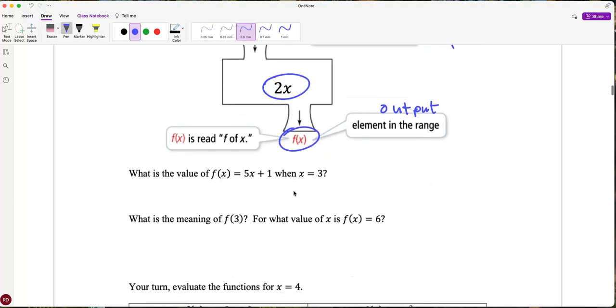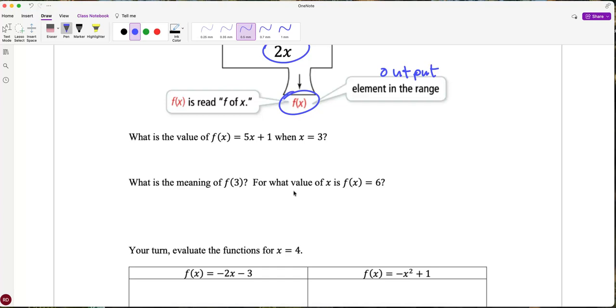So an example here is if I had the rule f of x equals 5x plus 1. What is the value of this when x is 3? I'm just asking you to plug in a 3. So you say that f of 3 is equal to 5 times 3 plus 1, which is 16.